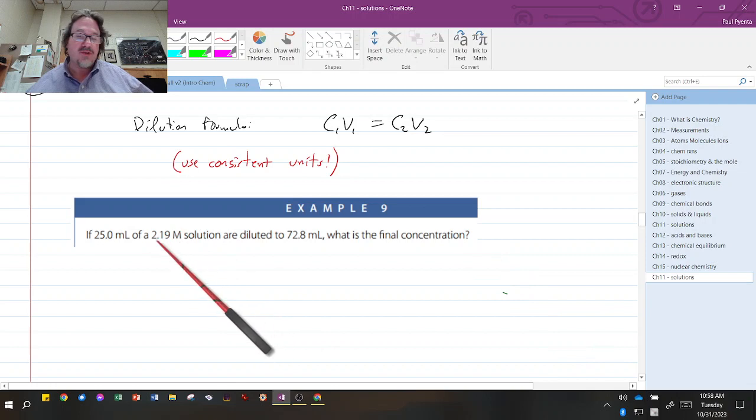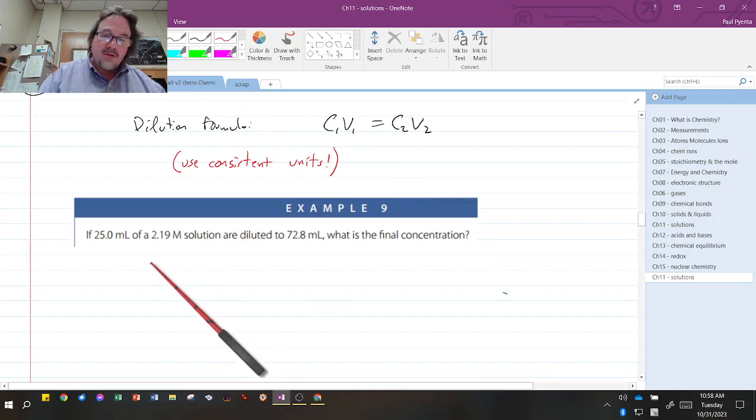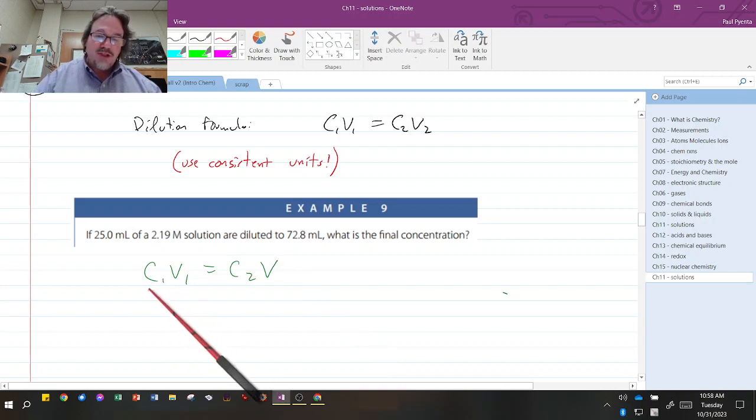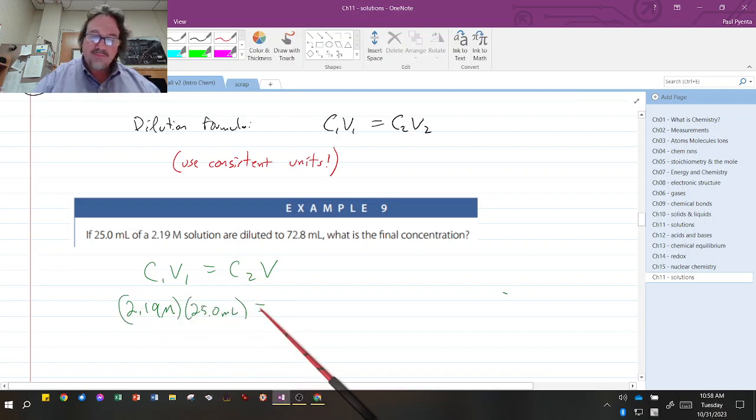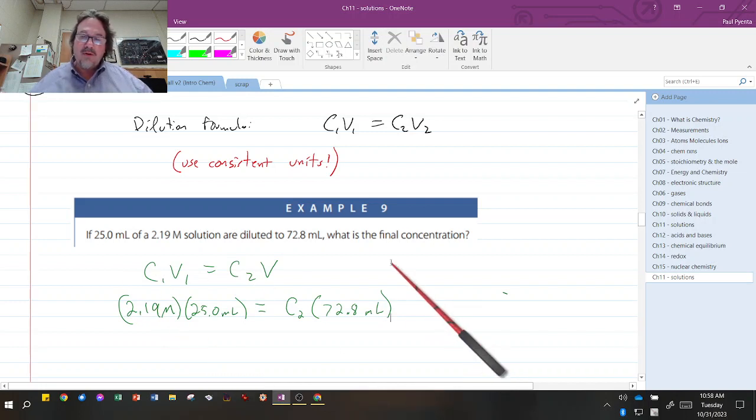So I started with this concentration. What's the final? So I'm using the dilution formula, C1V1 equals C2V2. Let's fill in those numbers. The initial concentration, what am I starting with? That's the 2.19 molar. And the initial volume was 25.0 milliliters. The final concentration, C2, is what they asked me to figure out, and so we'll leave that as the variable. And the final volume, they said, was 72.8 milliliters. And again, consistent units, so I know my C2 is going to come out in molarity, just like that one is.